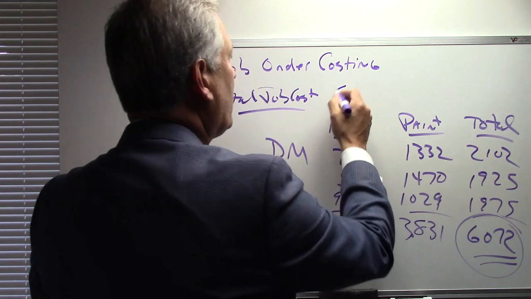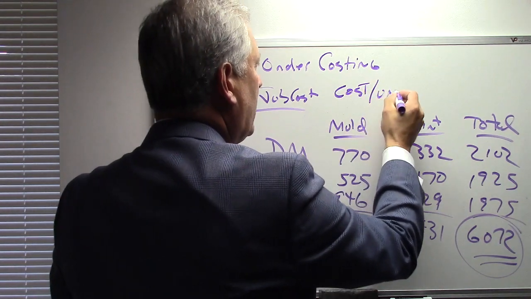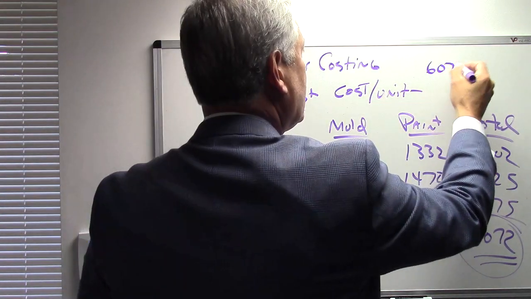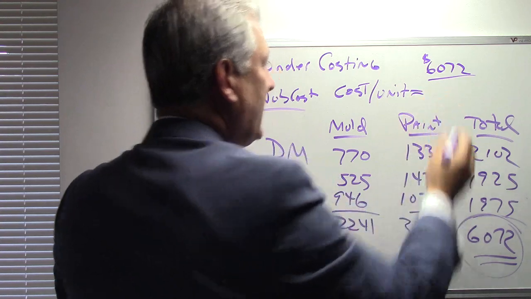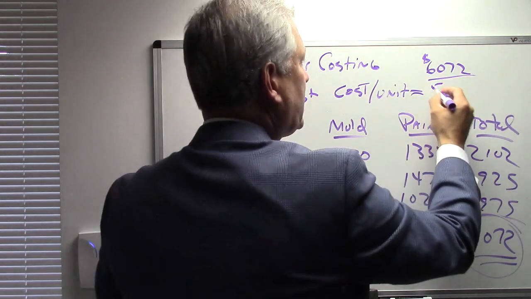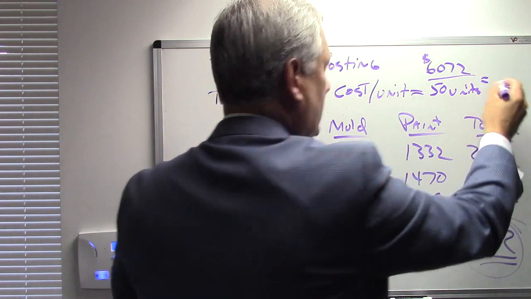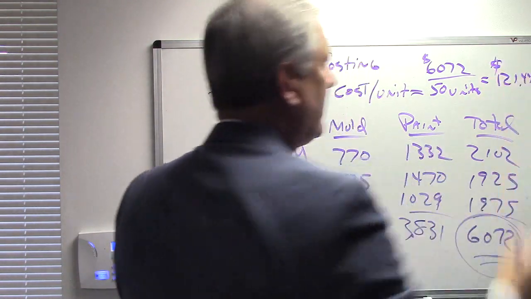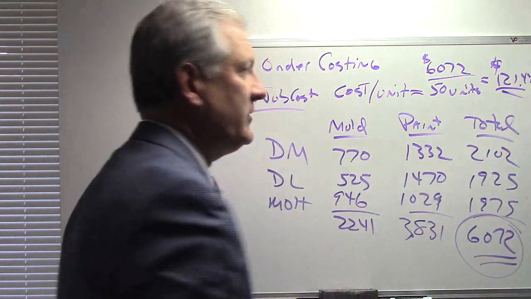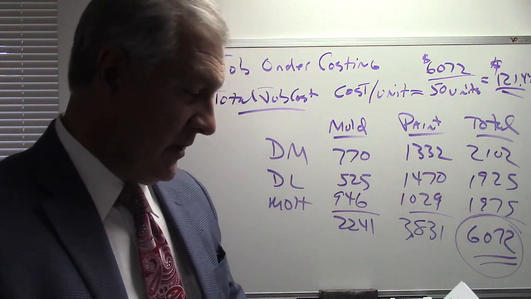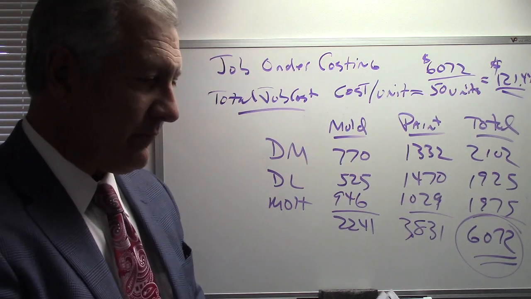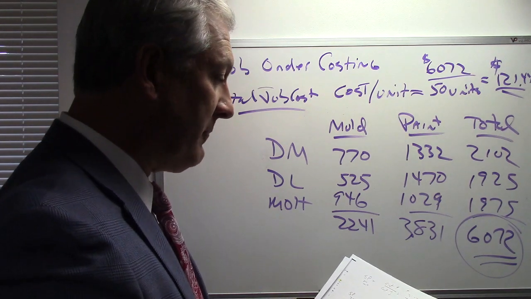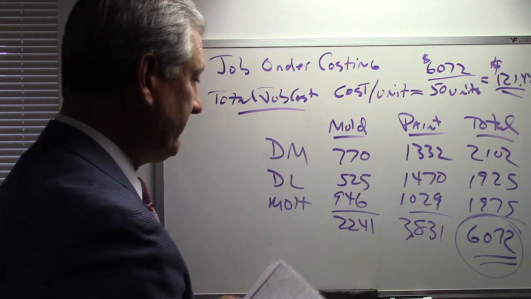So we're looking at cost per unit. So you're taking the total cost of $6,072, and they said they manufactured 50 units. Cost per unit, $121.44. So I went a step further, and I asked you to calculate the selling price per unit.